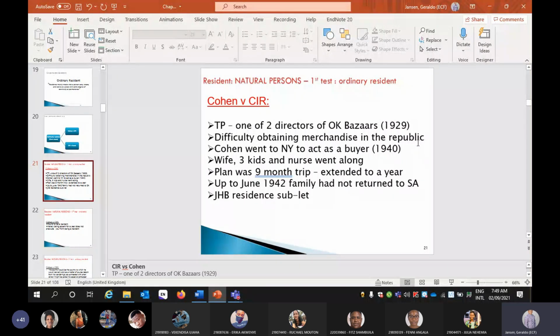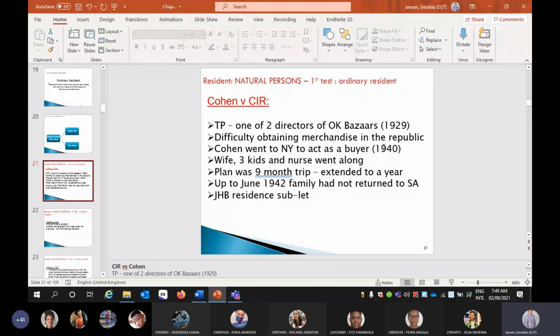The plan was that he would only stay there for 9 months, so it was planned for a 9-month trip. Later on, it was extended to a year, and guys, he even lived beyond 1 year. He lived in New York until 1942. He moved there in 1940, and he stayed there until 1942, and even until 1942, his family had not returned to South Africa.